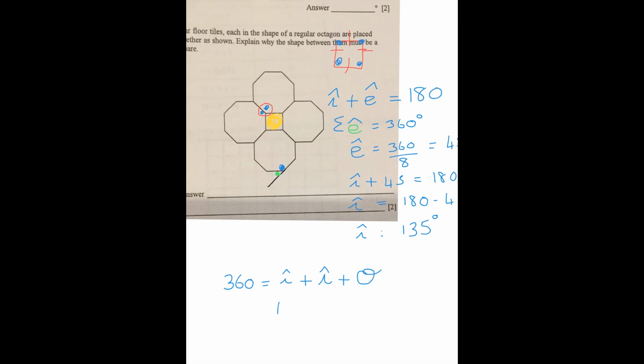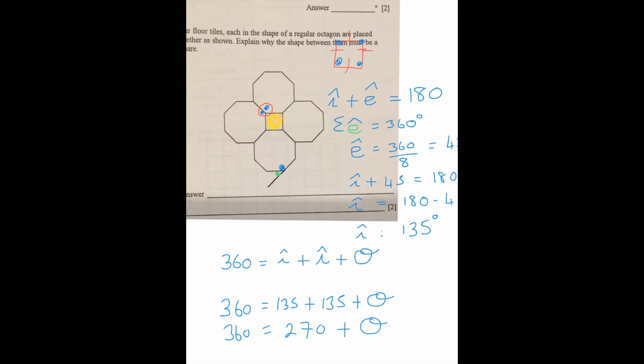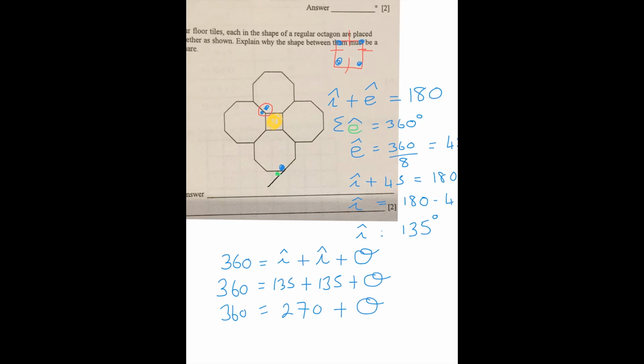So if I get my 135 and add on my other 135, and add on my angle, I should get 360. So if this is 270, plus our unknown angle gives us 360, then it stands to reason that 360 minus 270 will give us our unknown angle, and our unknown angle works out to be 90 degrees. Now this 90 degree angle sits right here to make up the three angles adding up to 360.